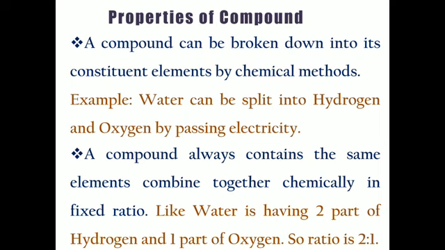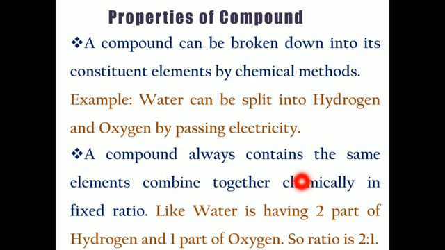So now if we see water, wherever it is available in the earth, whether it is tap water, pond water, lake water, or river water, everywhere water will have the same composition. That means two parts of hydrogen and one part of oxygen. So that is the property of a compound. A compound will always contain the same elements combined together in a chemically fixed ratio.